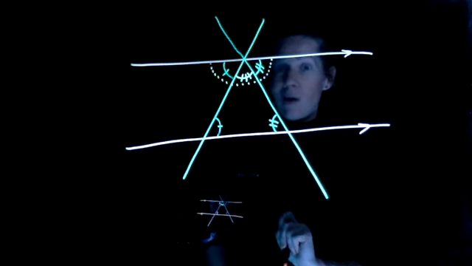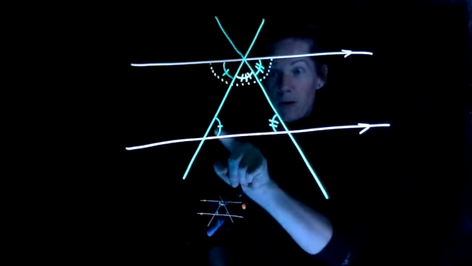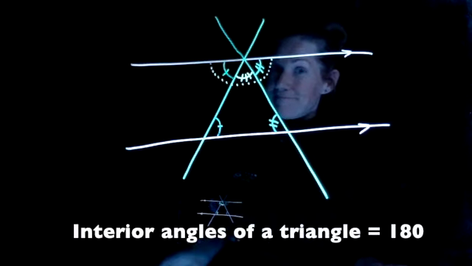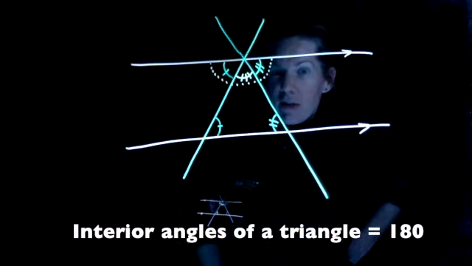So when you have angle 1, 2, and 3, whether they're in a line like this or whether they're in a triangle like this, they're going to equal 180 degrees. So that's how we know that the interior angles of a triangle equal 180 degrees.